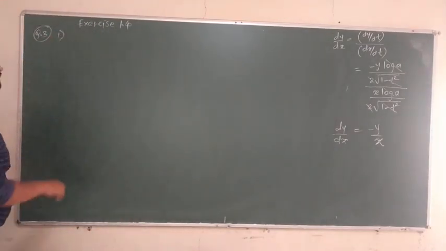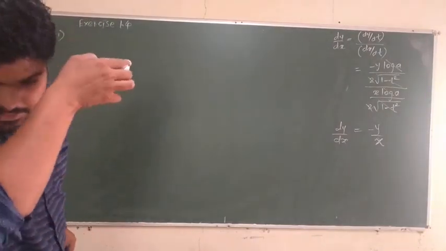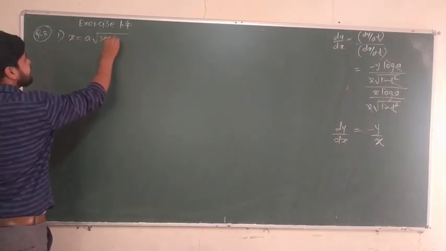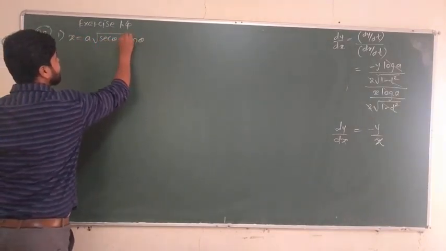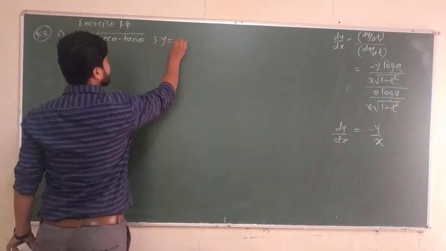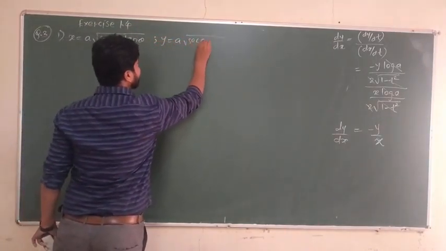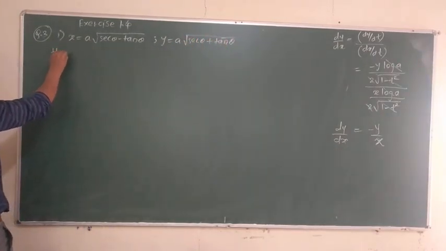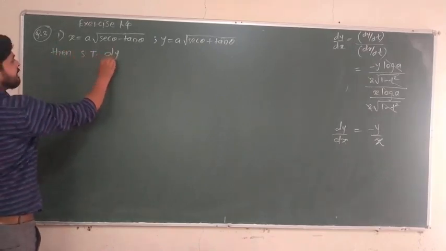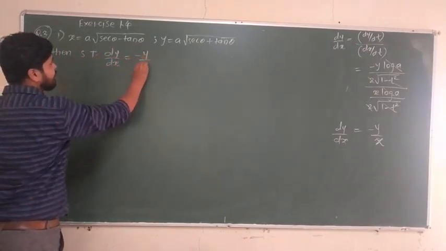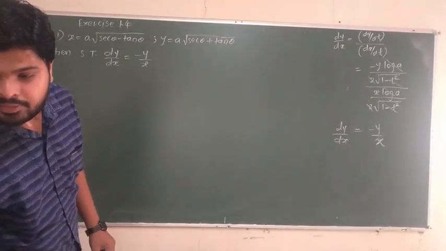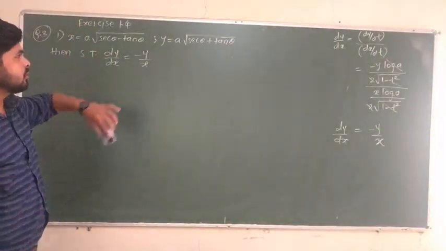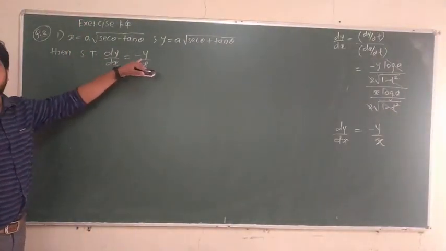In that, example number 1 is: x is equal to a root sec theta minus tan theta, y is equal to a root sec theta plus tan theta. Then show that dy by dx is equal to minus y by x. So this is the value of x, and the value of y is a root sec theta plus tan theta. Let us solve this.